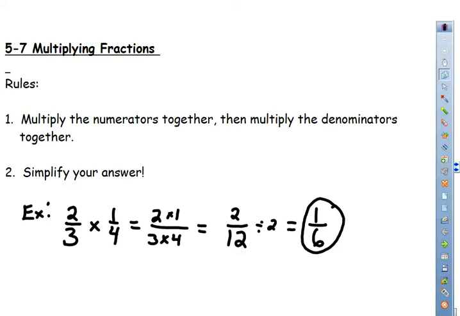Alright, well, good afternoon. It is section 5.7, multiplying fractions. And what I want you to do first is go ahead and hit pause and write this information down.